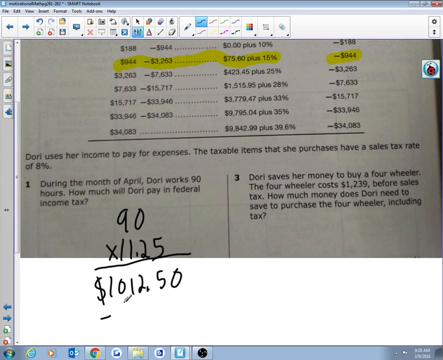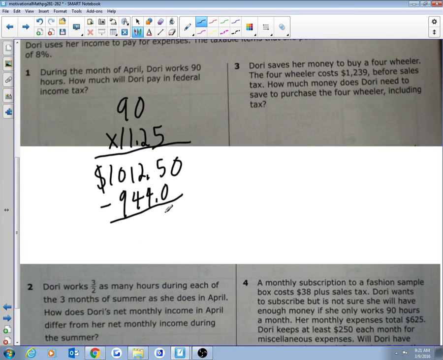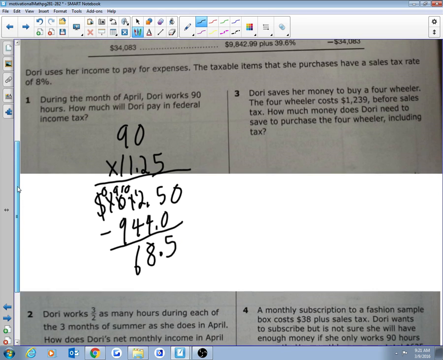So $1,012.50 minus $944. Make sure we line up our decimal. 5 minus 0 is 5. Decimal goes there. 2 minus 4, can't do that. This 1 becomes a 0, this becomes 12. 12 minus 4 is 8. 0 minus 4, can't do that. This 1 becomes a 0, this becomes a 10, then a 9. This becomes a 10. 10 minus 4 is 6. 9 minus 9 is 0. So she makes $68.50 more than $944.